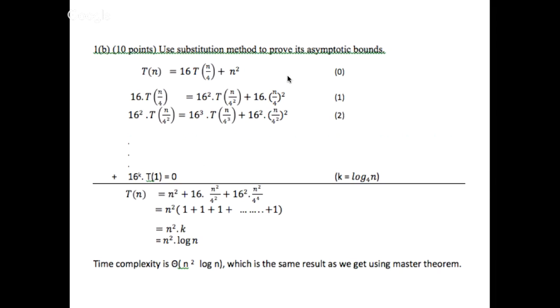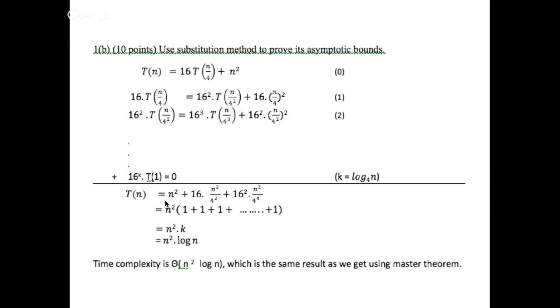In order to remove the recursive T terms on the right hand side, I have to multiply equation 1 by 16 and equation 2 by 16 squared, and so on until I reach equation k, which is 16 to the power of k times T(1), which equals 0. Then I add all of them.